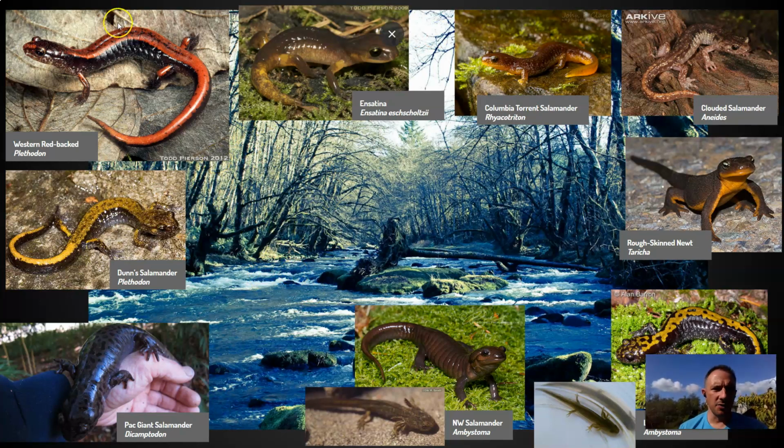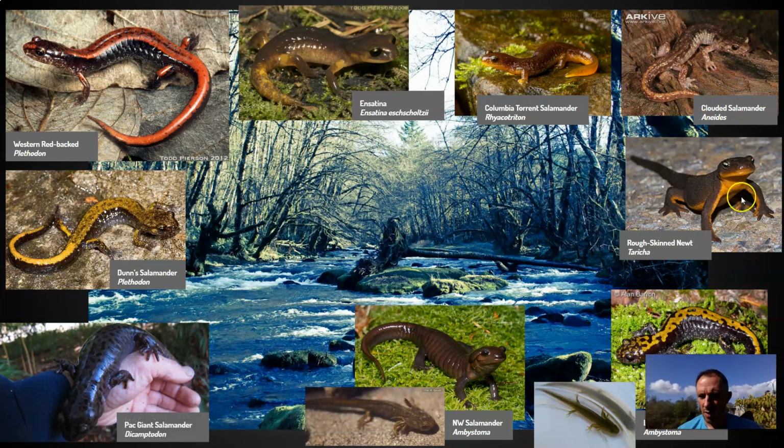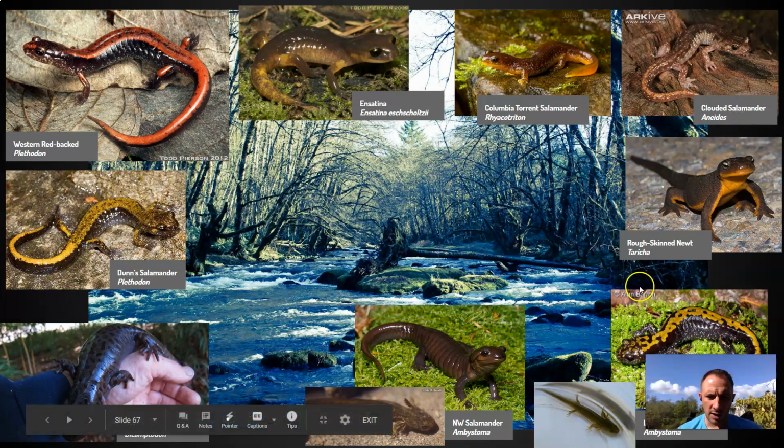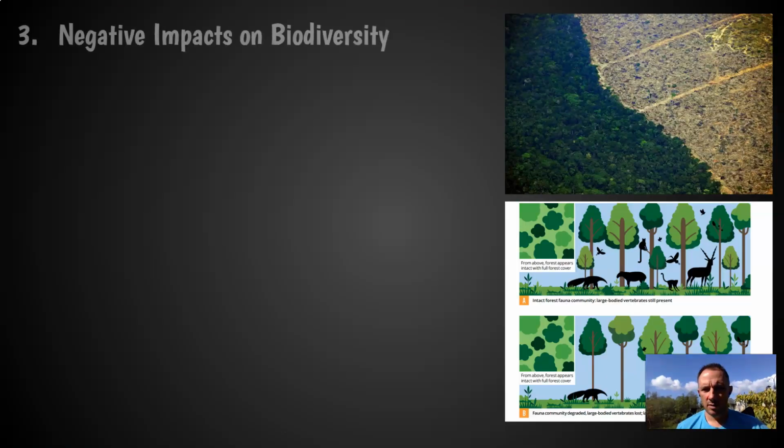And they occur in the forest under logs. Western redback is a real common one. Pacific giant salamanders come out at night. And then some of these live in canopies. Clouded salamanders do. We're all familiar with rough-skinned newts. They're pretty common here. But it really depends on the particular type of habitat you're in within our ecosystem where you're going to find these different ones. These all occur here, and I've seen most of these in the Coast Range around here.